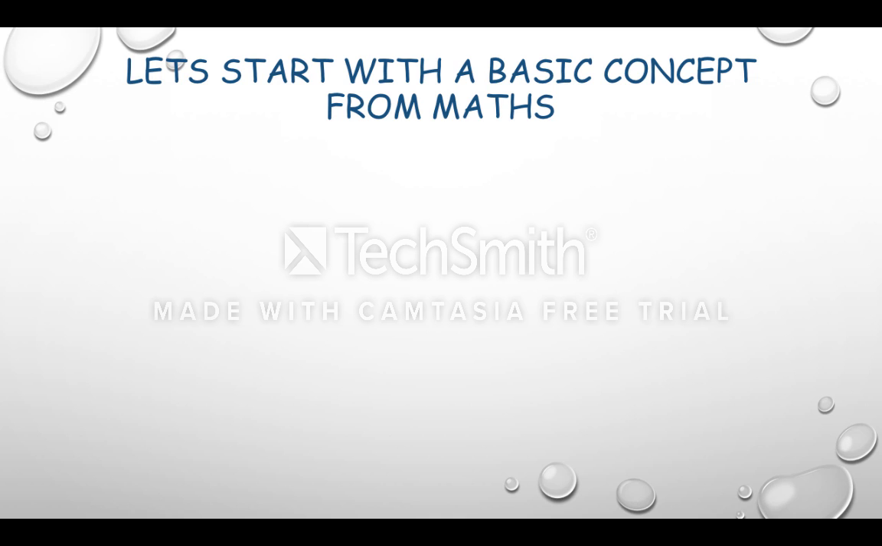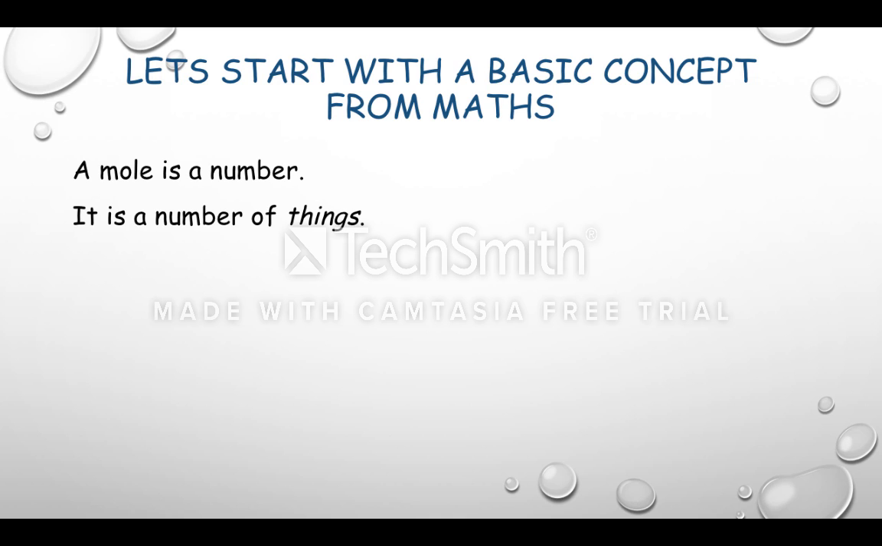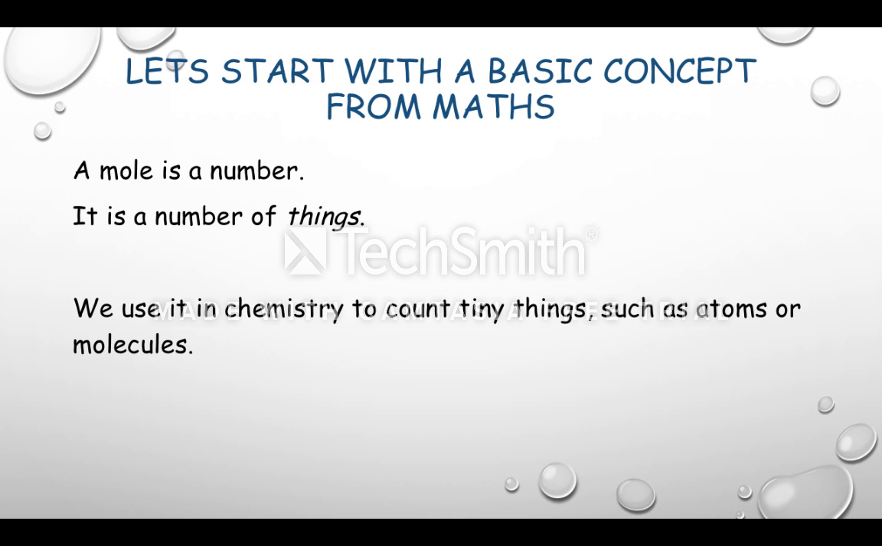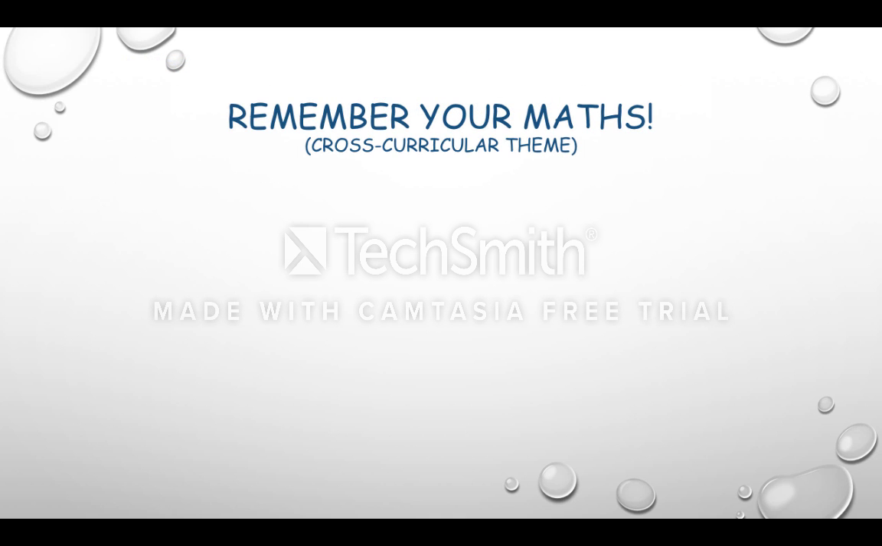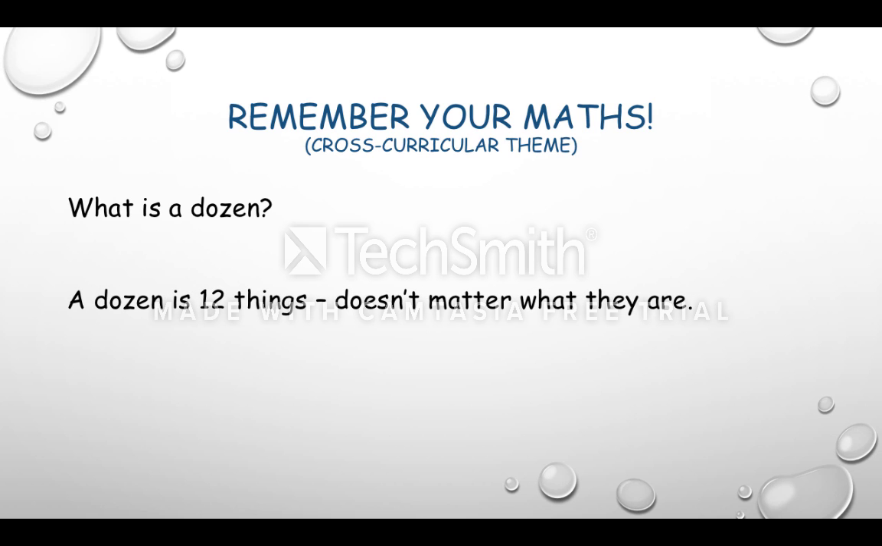Let's start, though, with a basic concept from maths. A mole is a number. It's a number of things. We use it in chemistry to count tiny things, such as atoms or molecules. If you understand what a dozen is, then you will understand what a mole is. So let's just remember from your maths. What is a dozen? A dozen is 12 things.